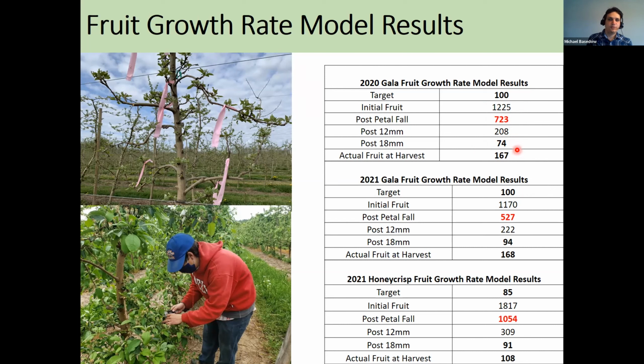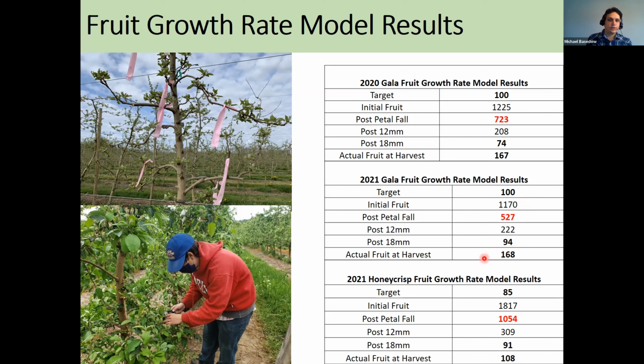We saw fairly similar in 2021 on Gala. Our target again was 100. We started around 1,200. Post petal fall, we were down to 527. And then it was predicting 94 at the end of our thinning, and we actually had 168 fruit per tree.